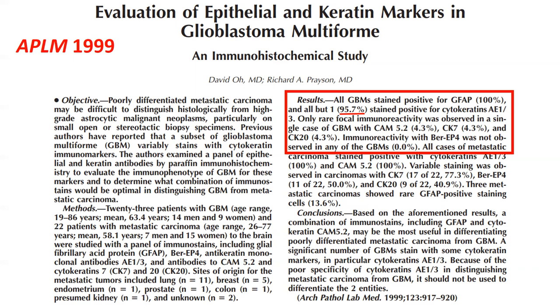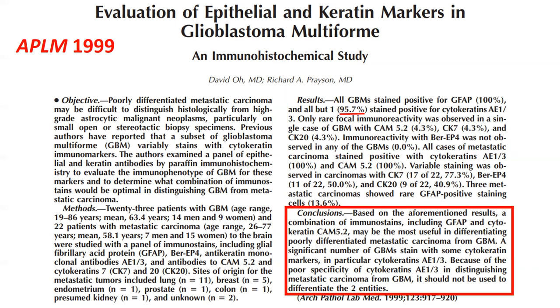If you keep reading, you'll see that immunoreactivity for the BER-EP4 was not observed. That's another good one. We don't use it here, but that would be a much better alternative. All right, listen, look at the conclusions. Based on the aforementioned results, a combination of immunostains, including GFAP and cytokeratin CAM 5.2, may be the most useful in differentiating poorly differentiated metastatic carcinoma and glioblastoma. A significant number of GBM stain with some cytokeratin markers, in particular cytokeratins AE1 AE3, because it's a mixture of AE1 and AE3. Because of the poor specificity of cytokeratins AE1 AE3 in distinguishing metastatic carcinoma and glioblastoma, it should not be used to differentiate the two entities.